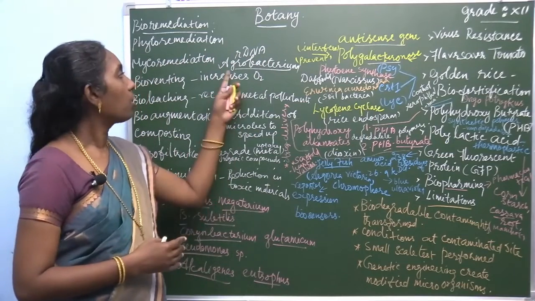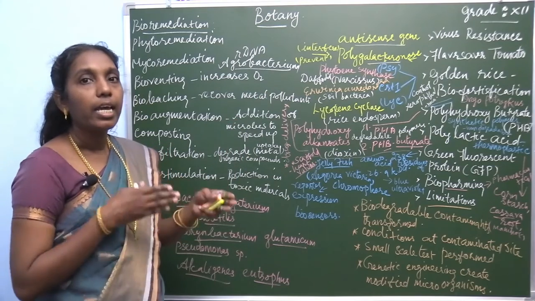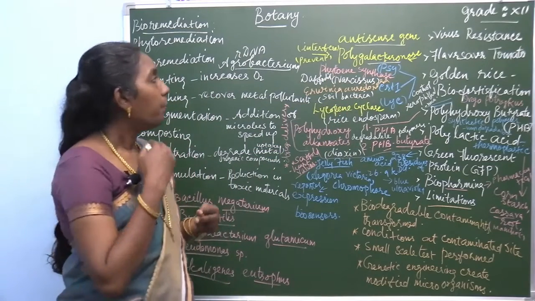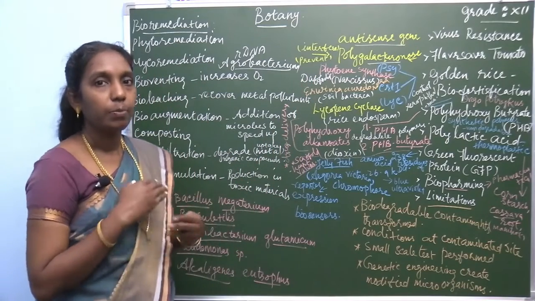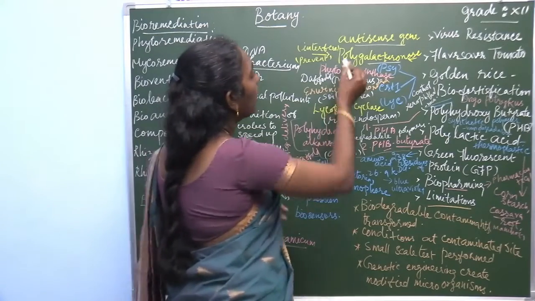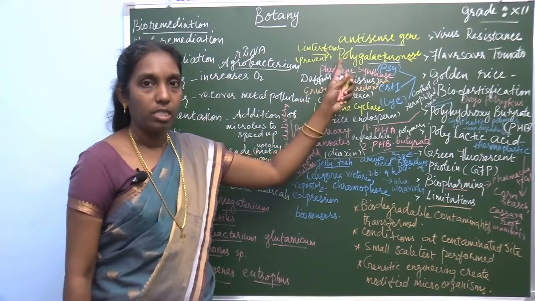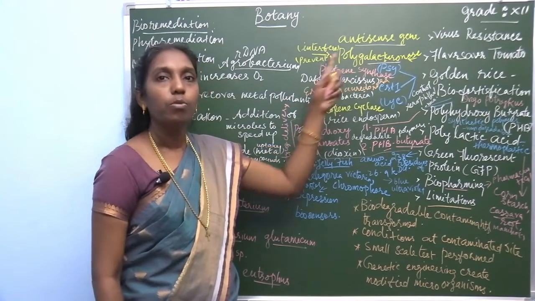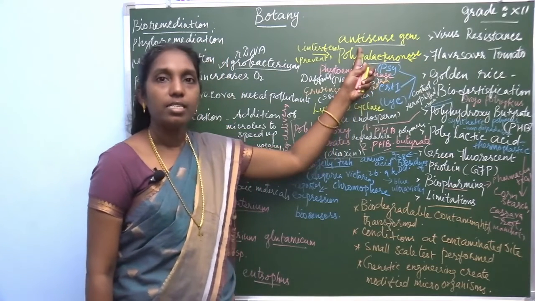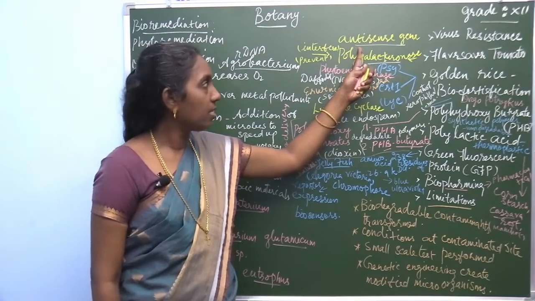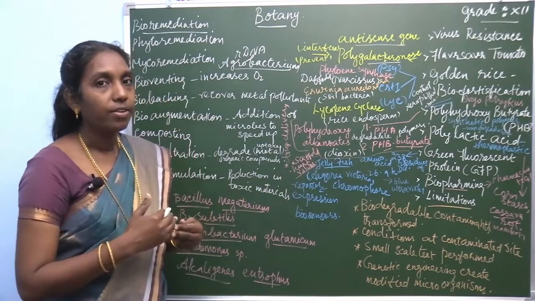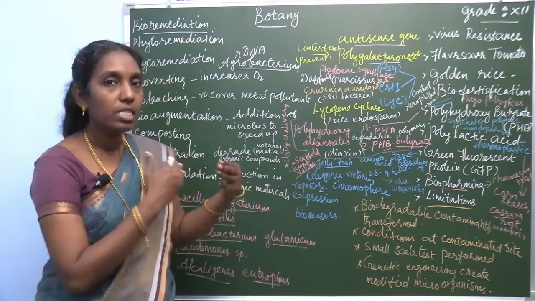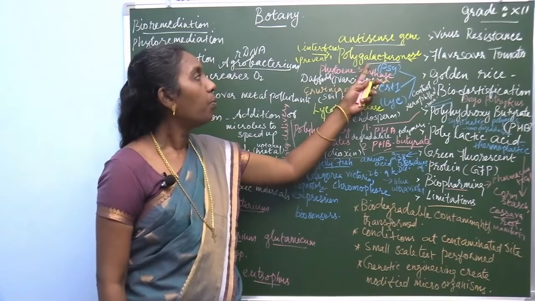When Agrobacterium is used as a vector, the gene introduced through Agrobacterium is the antisense gene. This antisense gene interferes, that means it prevents the production of the enzyme polygalacturonase. You remember all these enzymes. Here you are going to learn a number of enzymes and a number of examples. The gene introduced for making this tomato is the antisense gene. What is its function? It interferes with the production of polygalacturonase. What is the name of the enzyme? Polygalacturonase.